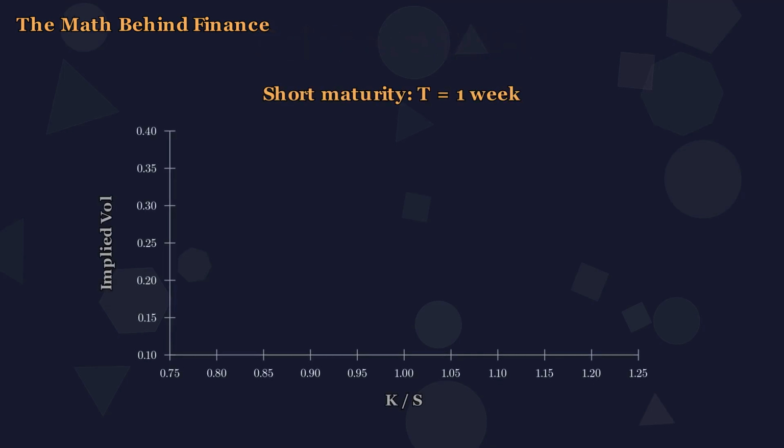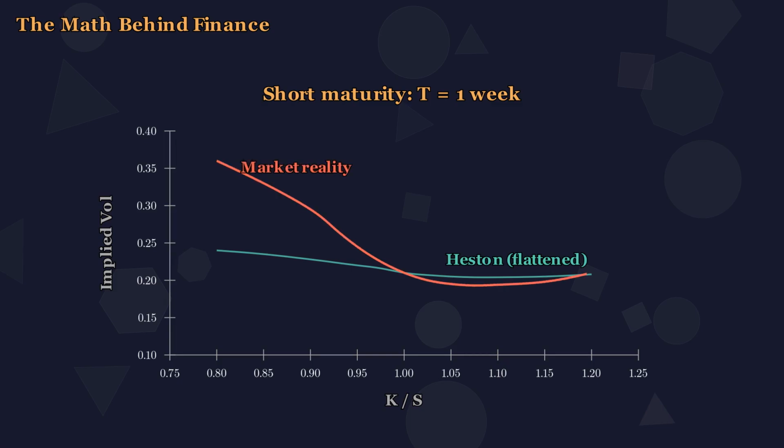There is one puzzle that remains. Look at short-dated options, those expiring in a week or less. Heston's mean reversion kicks in. The smile flattens. The wings come down. With only a week left, there is not enough time for stochastic volatility to generate the extreme moves the market fears. But the market disagrees.